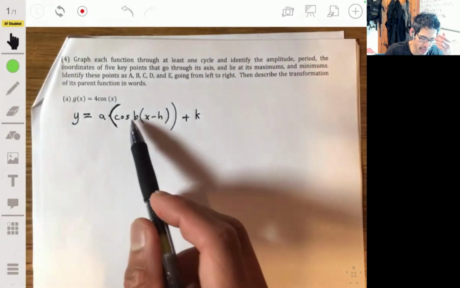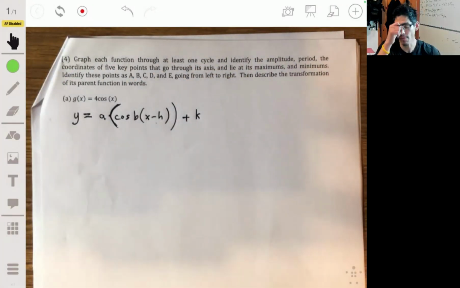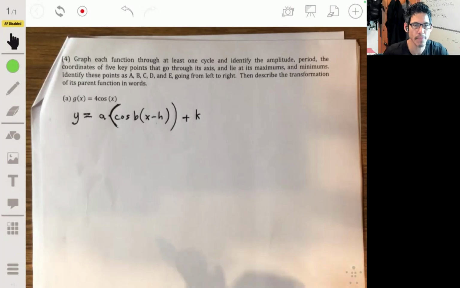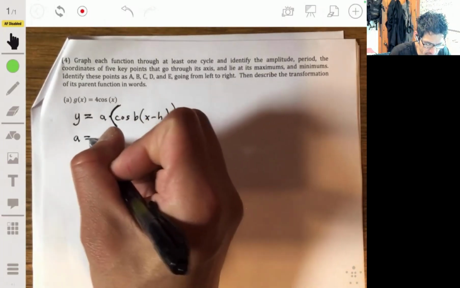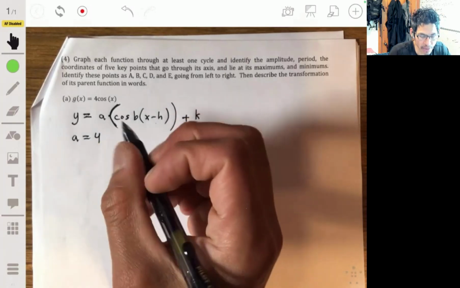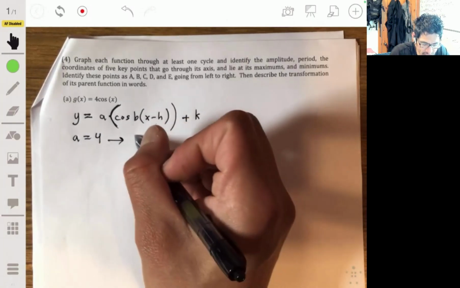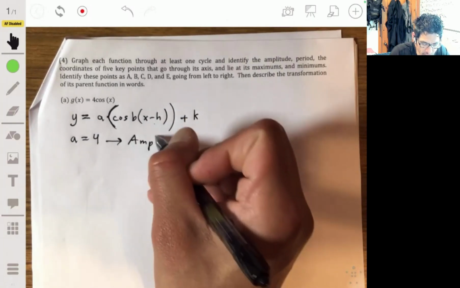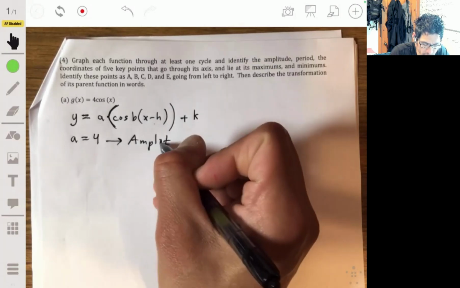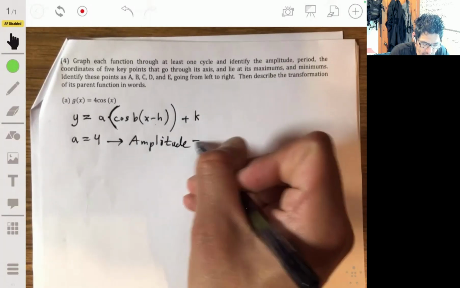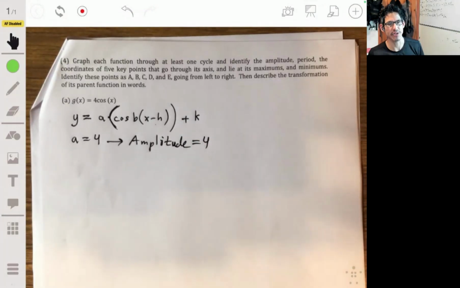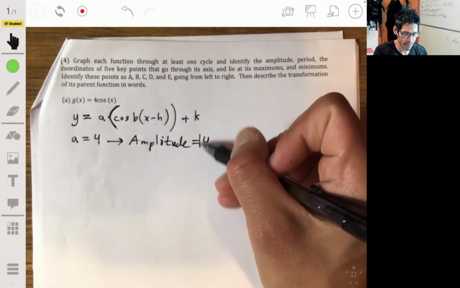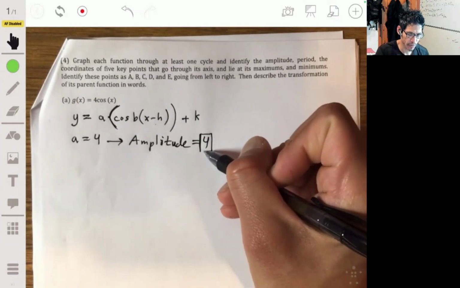So we have an a, b, h, and k, four possibilities for those parameters. Here we only have to worry about the a, because all we have is the 4 there. So a is 4. And what that does is it changes the amplitude from 1 to 4. So the amplitude is equal to 4. That's essentially the height of it. The height of the graph is just 4 units tall.